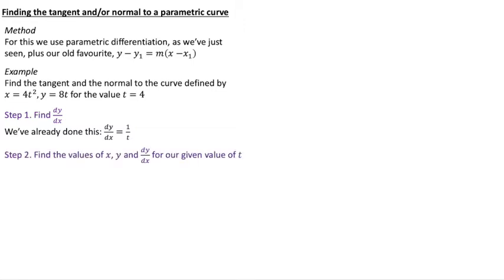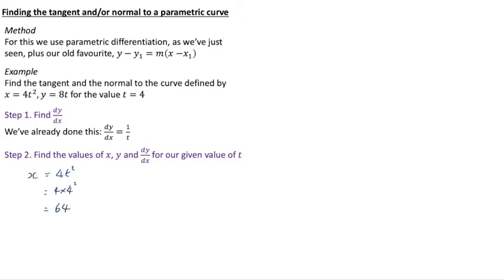Step 2, we need values. If we're going to use y minus y1 is m times x minus x1, we need to know what the point is in terms of x and y for the parameter value t equals 4. So we need the values of x and y, and we also need what the gradient is at that point. So we need dy by dx for that value of t as well.